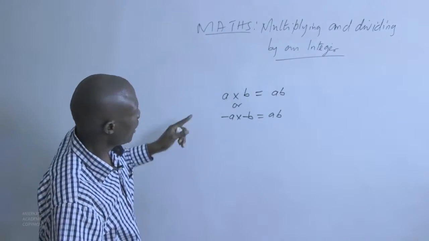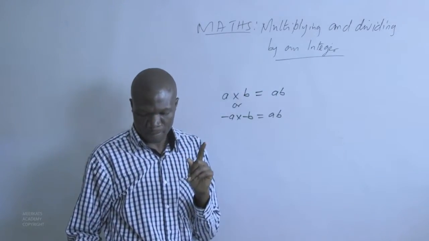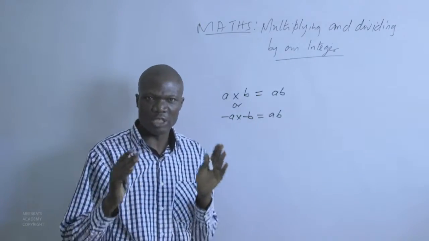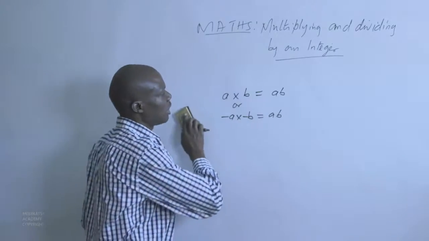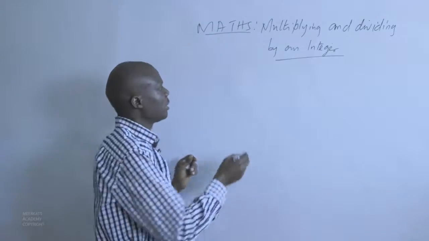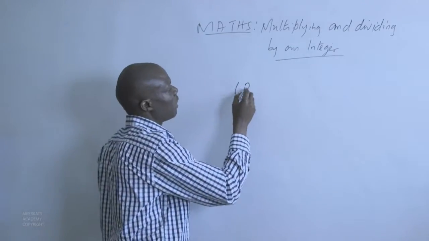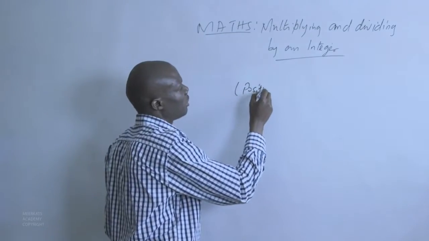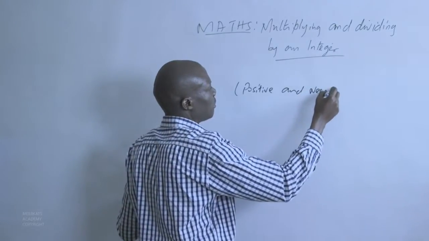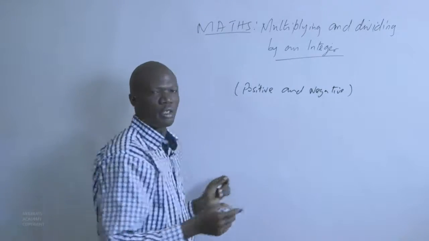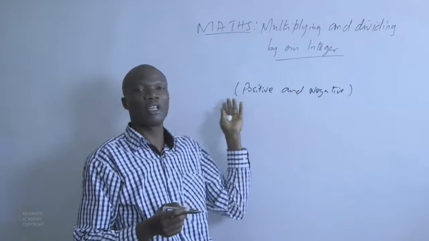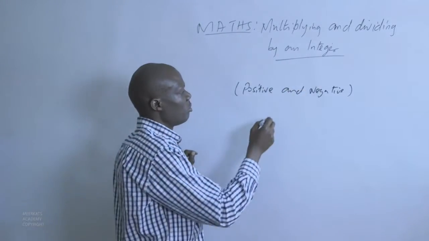Also, take note that the product or the quotient of two numbers of opposite signs, that is, the numbers have positive and, not or but and, negative. If we have two numbers, one with positive, another one with negative, or starting with negative and then positive, then the result will be negative.